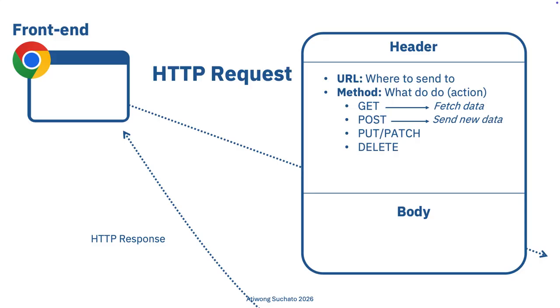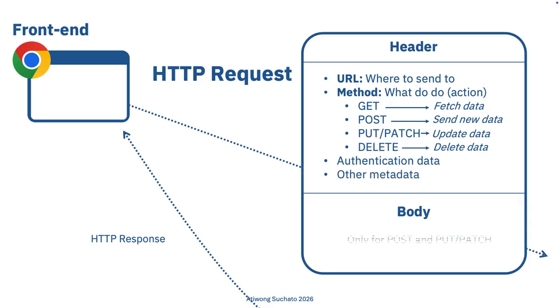Get is normally used to fetch data. Post is used to send new data. Put or patch is used to update data. And delete, as the name suggests, is used to delete data. The header can also contain authentication data, so that the backend can know who is making the request, as well as other metadata needed for the communication.